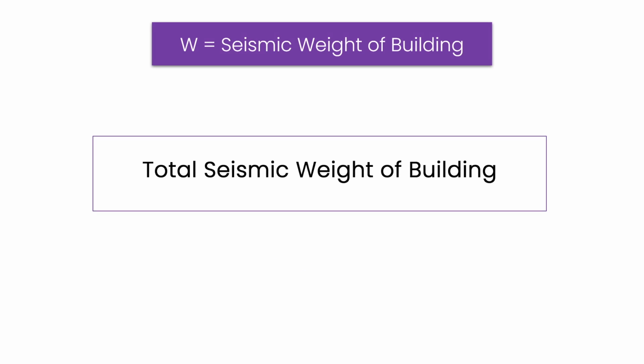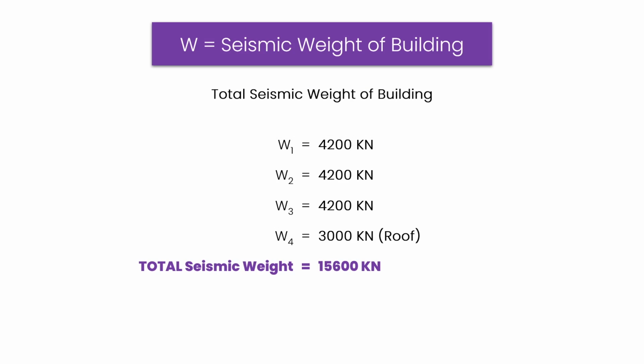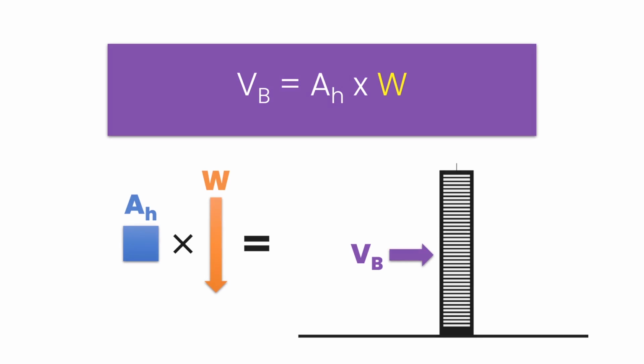Let's combine all these. So we have the value of W1, W2 and W3, which were equal to 4200 kilonewton. And we just calculated the value on the roof, which is 3000 kilonewton. All in all, the total seismic weight of the building comes out to be 15,600 kilonewtons. And using this simple equation, we now know the value of W as well as AH. So we found the AH to be 9% and we have just found the W to be 15,600 kilonewton.